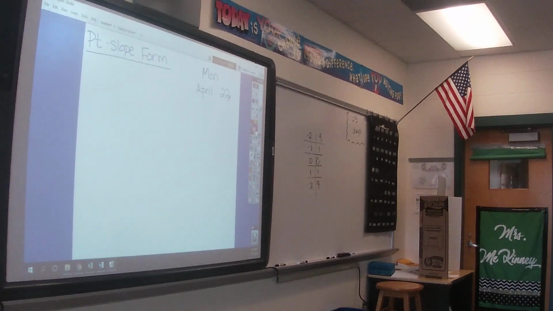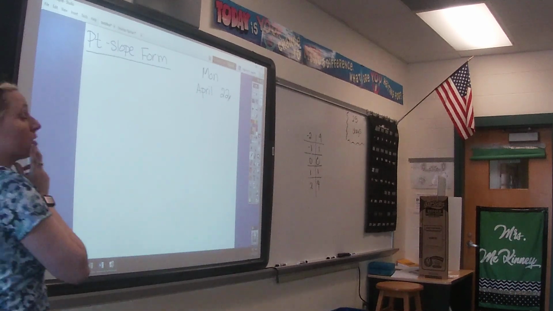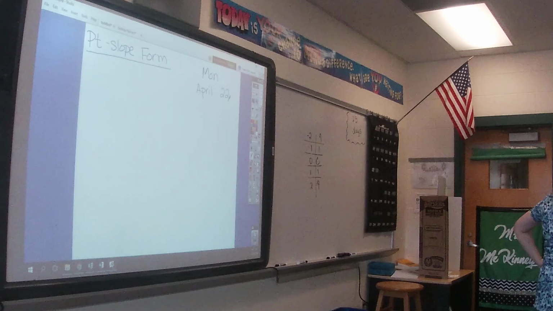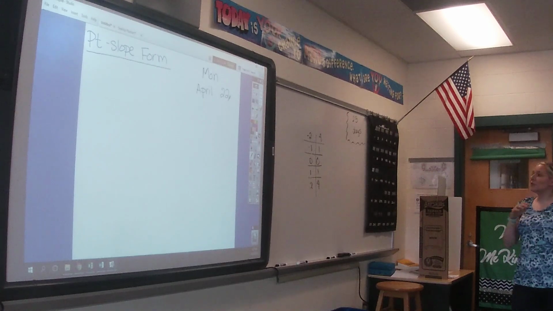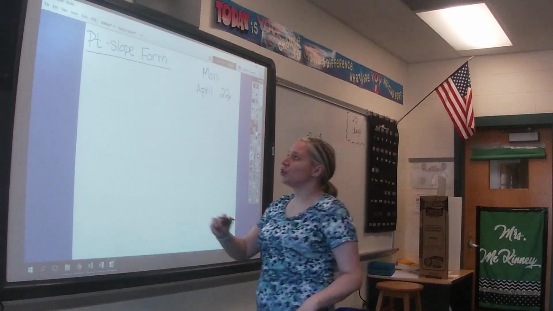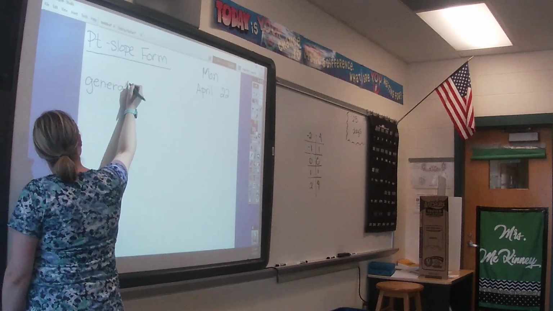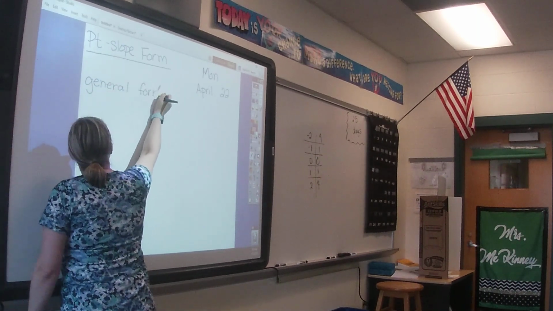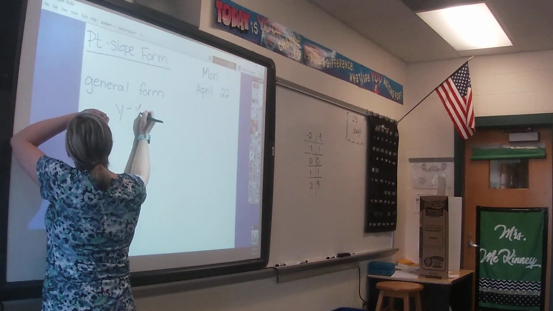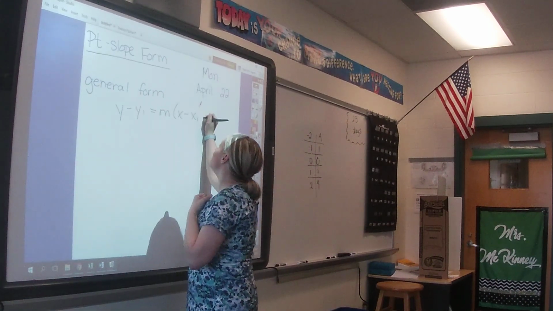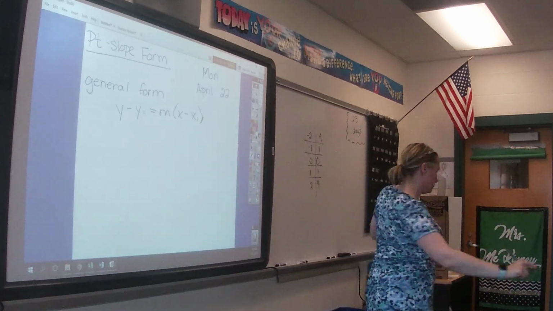Okay, so the third way that we need to talk about graphing is graphing in point-slope form. Point-slope form is our last form of graphing linear equations. Just like all the others, it has a general form. It says y minus y sub 1 equals m times x minus x sub 1.